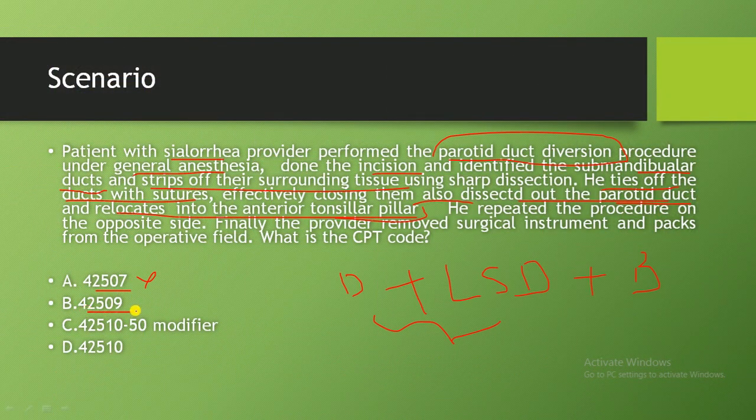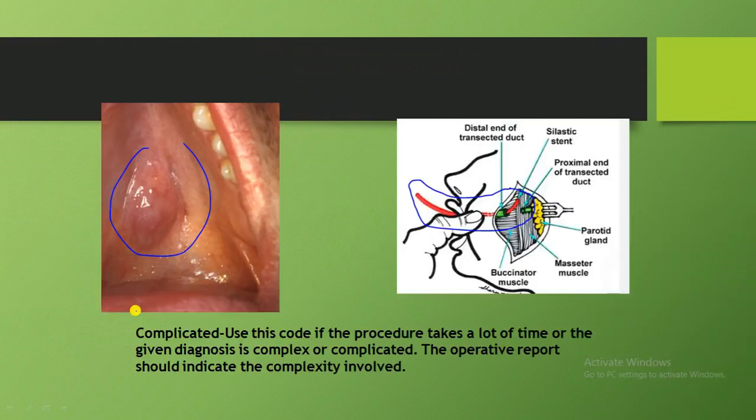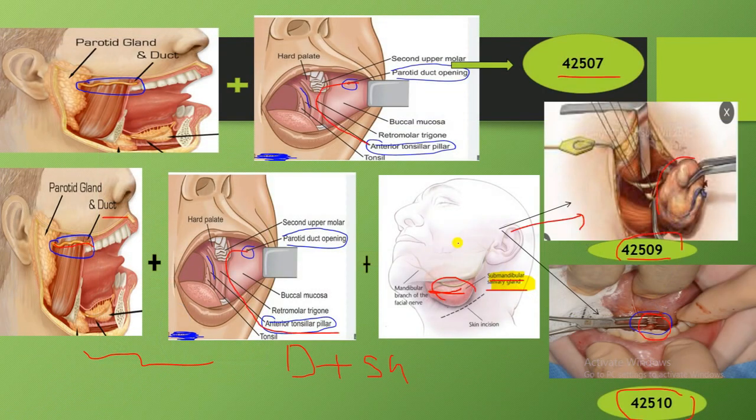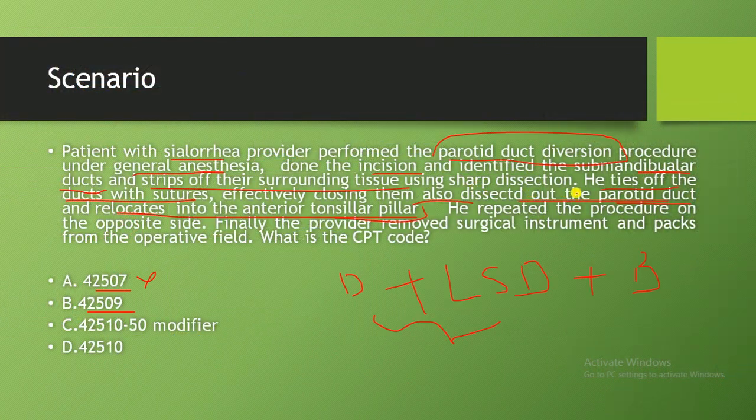So we'll see 42509. What is 42509? It is parotid duct diversion bilateral with excision of the glands. In the scenario, did they remove the submandibular glands? No, right? There is no removal of the glands. They have tied it. Tying is nothing but ligation. They did not remove the salivary glands, right? So this is not the correct option.